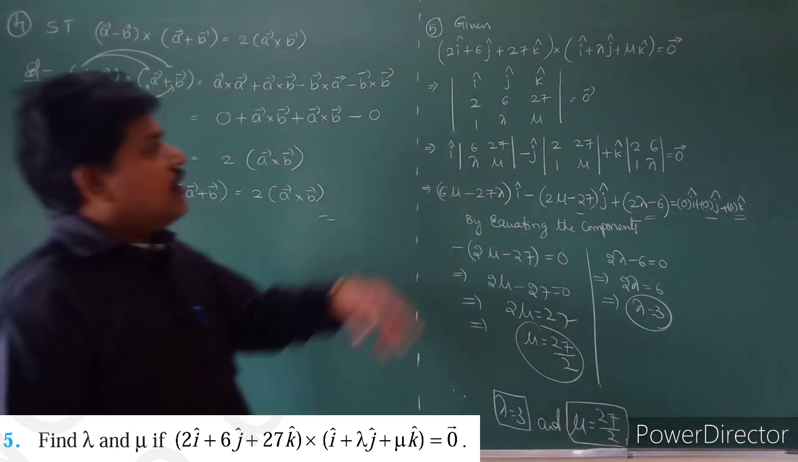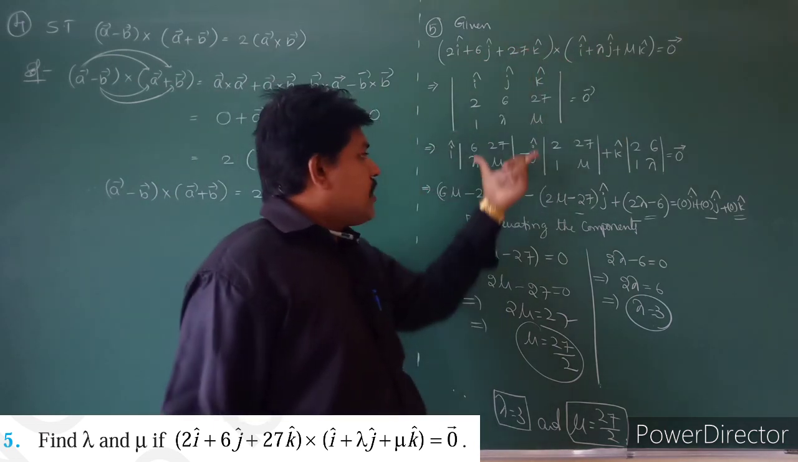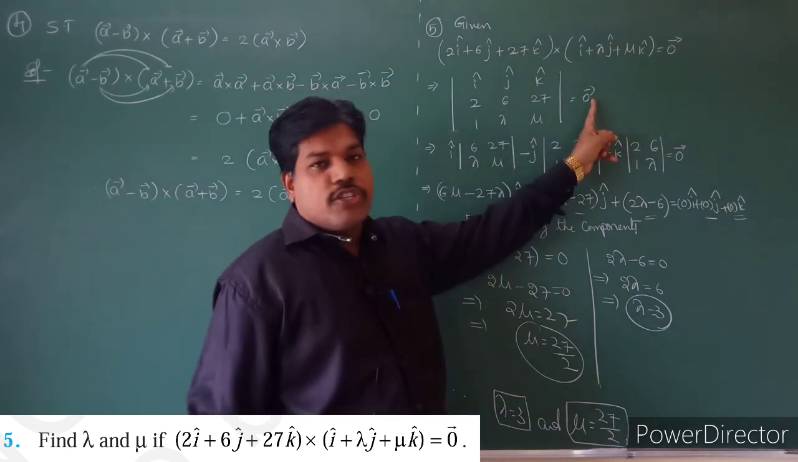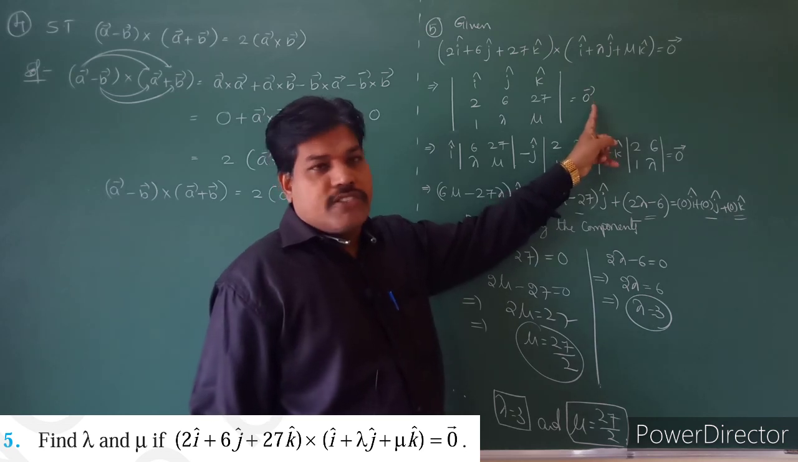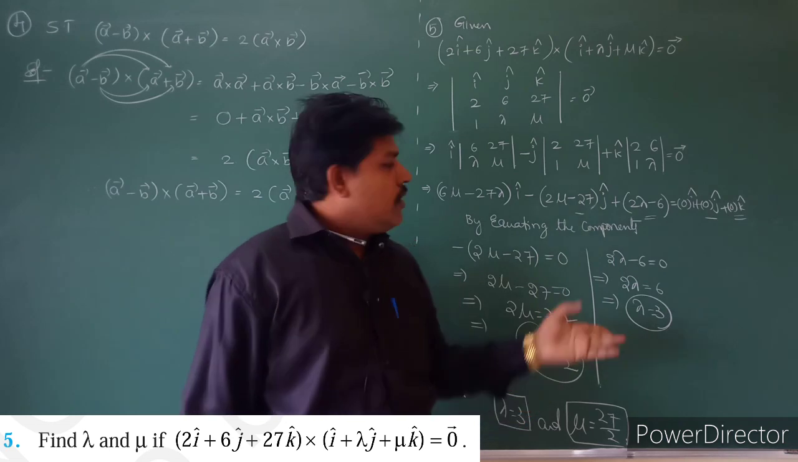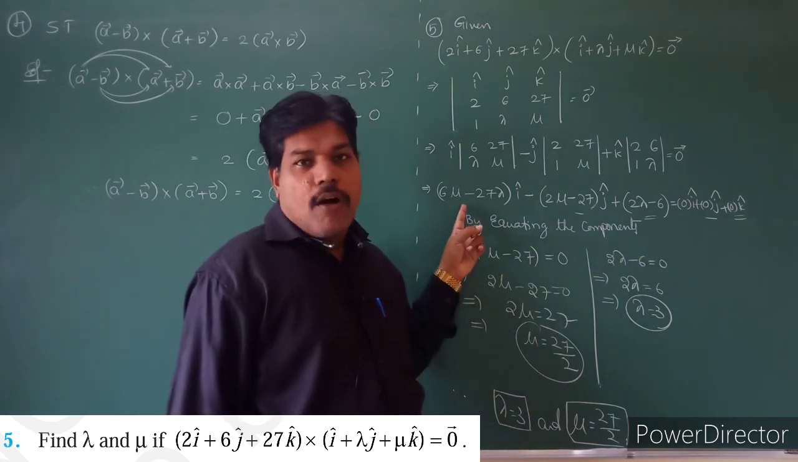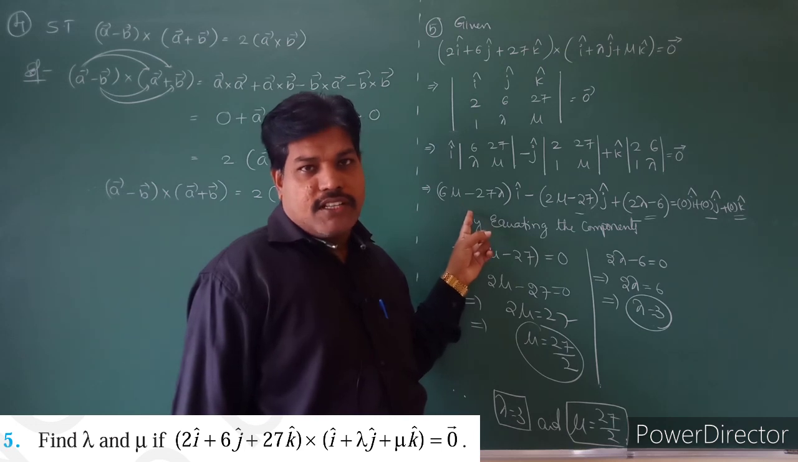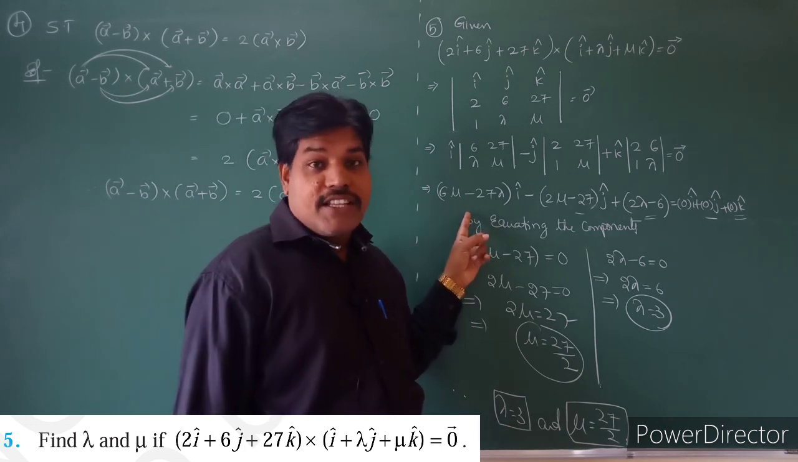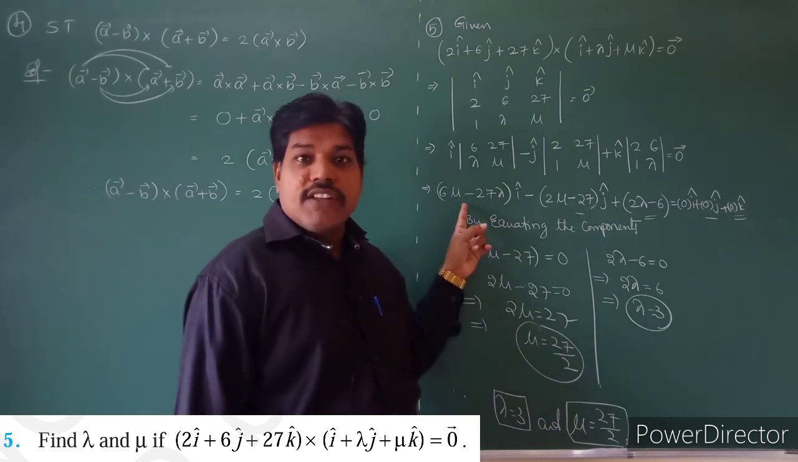So what they have given is that the cross product of these two vectors is a 0 vector. So expand the determinant first and equate to 0 bar. What is the meaning of 0 bar? 0 bar is nothing but 0 into i plus 0 into j plus 0 into k. So equate the components. If you equate the i component, you can't get the values. Are you understanding that? If you verify these conditions, if you substitute the mu value and lambda value in this equation, it will satisfy.